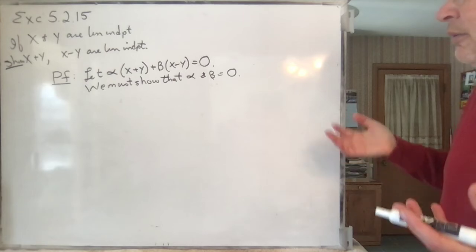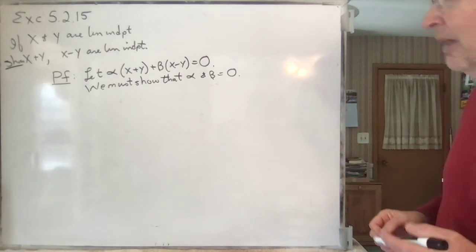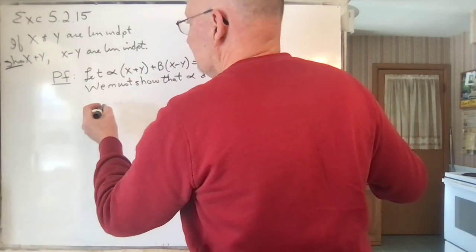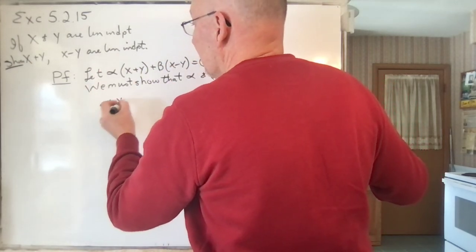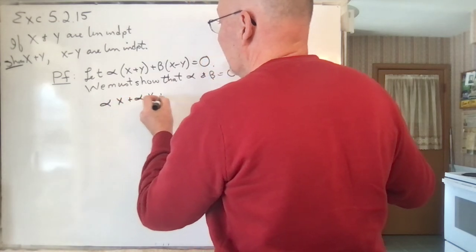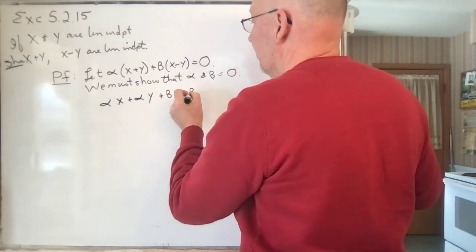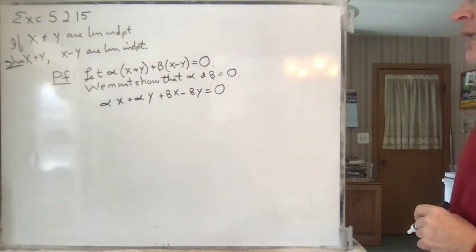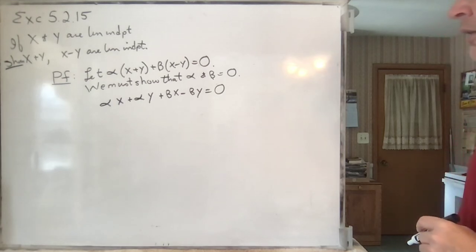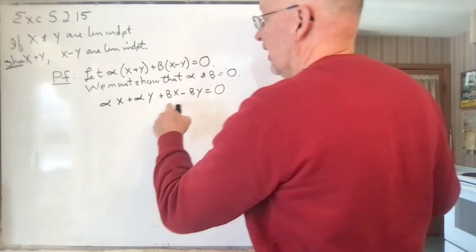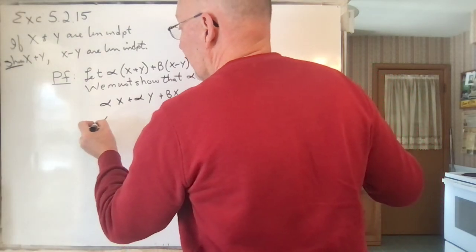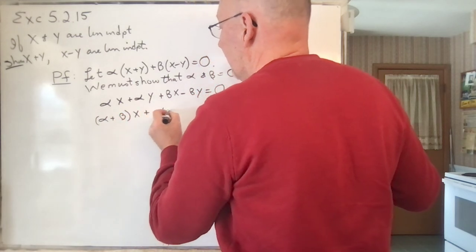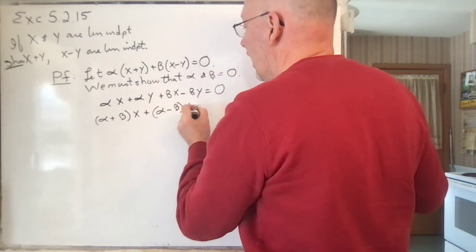So what do you do with that? There's really not much you can do. About the only thing I can think of doing is using the property of vectors that you can multiply it out. So I know that alpha x plus alpha y plus beta x minus beta y has got to be 0. So that's got to be true. Well, now maybe I can reorganize things. I can write this as alpha plus beta times x, and then alpha minus beta times y is equal to 0.